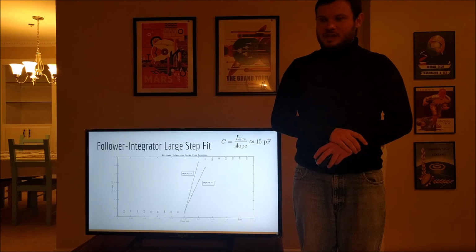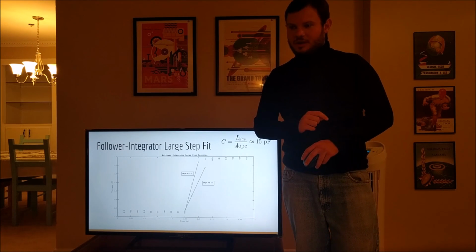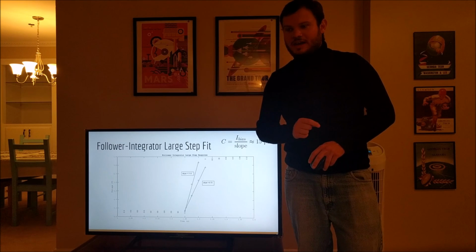These slopes are equal to the bias current divided by the capacitance of the load. Thus, the capacitance seen by the circuit was around 15 pF.